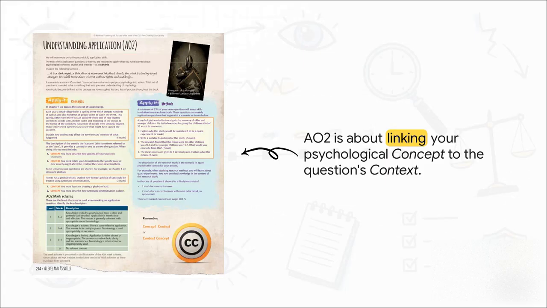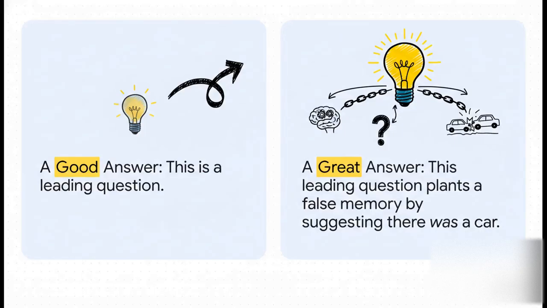This right here is the main idea for AO2. You're linking the concept, so the psychological theory, like leading questions, to the context, which is the specific story in the exam question. You're basically building a bridge between the theory and the real-world situation they give you. Let's look at a quick example. So a lawyer asks, "Did you see the getaway car?"